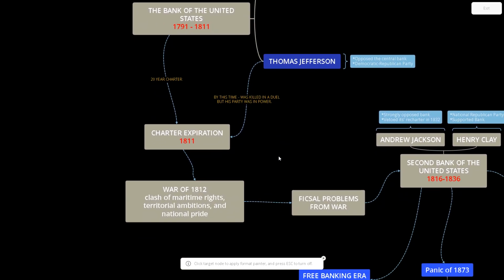Now, directly following that was the War of 1812, which was fought regarding a clash of maritime rights, which has to do with the ocean, ships, things like that, trading and whatnot, territorial ambitions, and national pride.